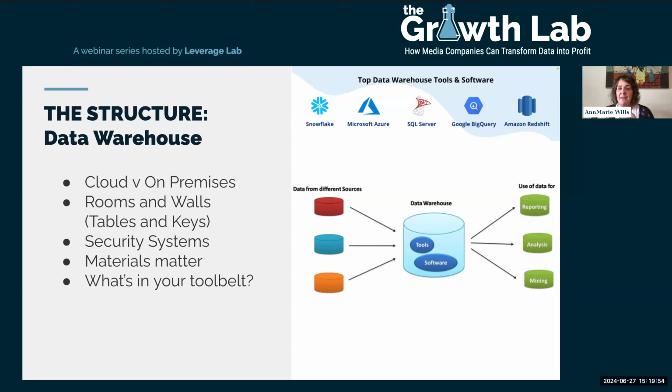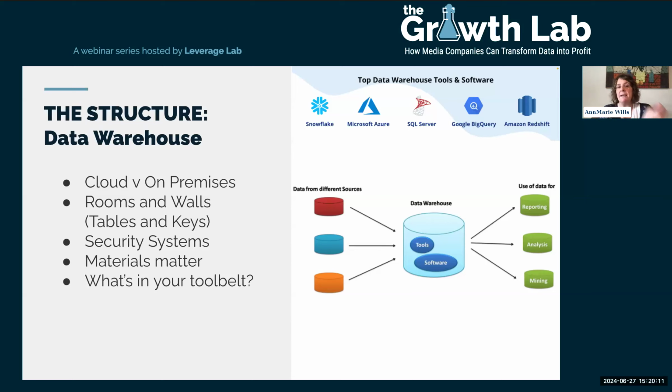This data warehouse structure isn't just solved by dumping the data into a data warehouse. There's work that has to be done in order to create the structure that's necessary for all of those use cases that we want to solve. So as we're thinking about data warehouses, there are questions to be asked. Is it cloud?